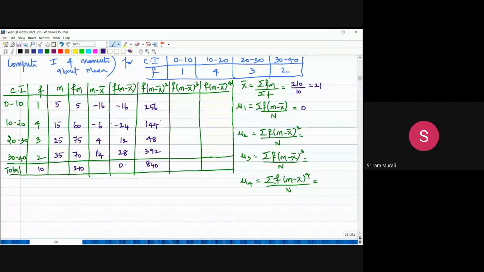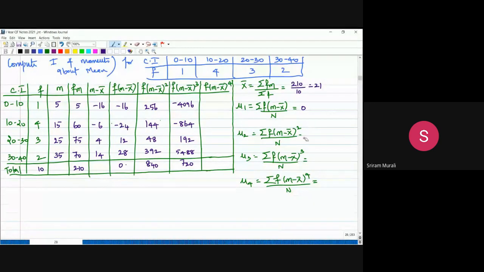Do you understand? Square this, multiply, square this, multiply, square this, multiply. Likewise, you should take cube. Like this, you should take a cube, minus 16 cube into 1, 4096. M minus x bar, this cube, minus 216 into 4. 4 cube, 64, 64 into 3, 192. 14 cube into 2, 5488. If you add, you will get 720.